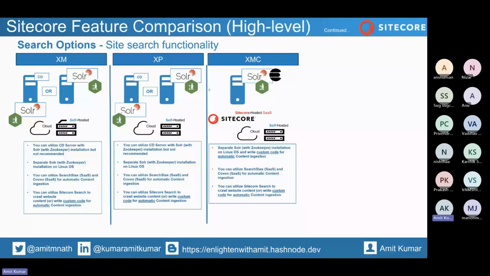So if you are working with Sitecore Search, you can crawl the website or you can write the custom code for automatic content injection into your Sitecore Search. For example, if you are working with, say, a legal website where you are showing the legal content, and some content is updated, right? And you wanted that content to be immediately available to your website.